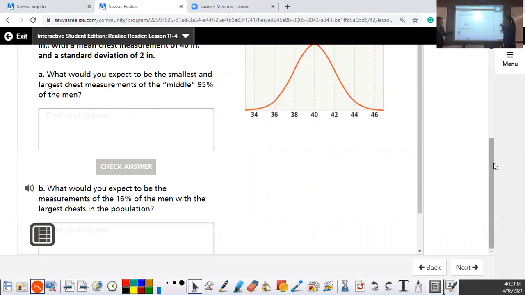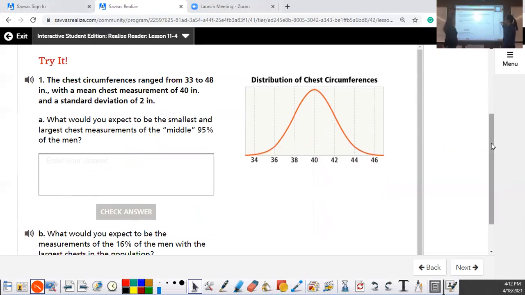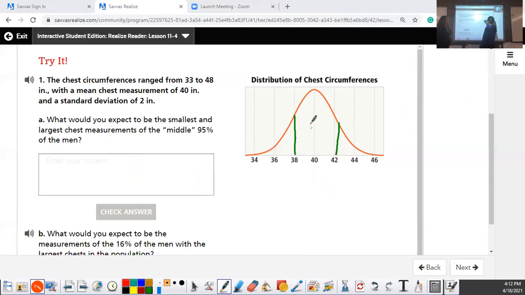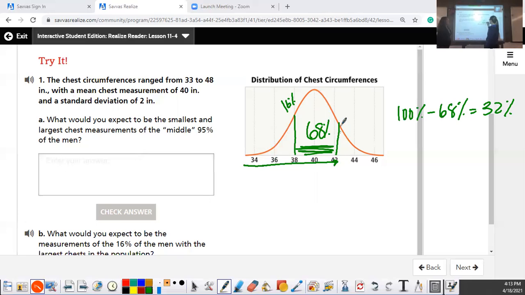So what would you expect to be the measurement of the 16th percentile of men's chest sizes? Again, this goes back to the same idea. 16, I've heard that before. 16 is half of 32. And if I'm in this middle spot, there's 68%. Again, we'll do 100% minus 68%. That gives me 32%. Half of that is 16. And so if I'm going from left to right to this point of 42, that'd be 68 in the middle, 16 on the left. So this would be the 84th percentile.